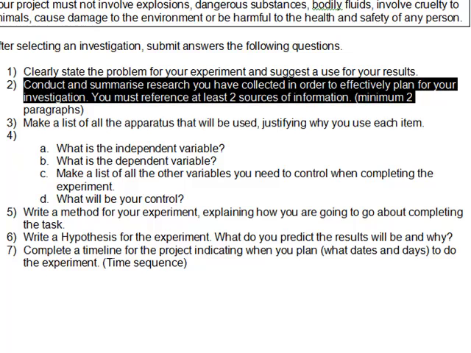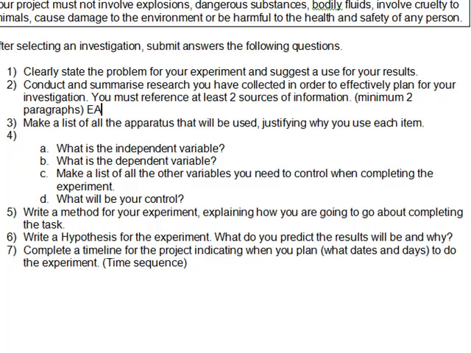Moving on to number 2, you're asked to conduct and summarise research you have collected in order to effectively plan for your investigation. There's 2 sources and a minimum of 2 paragraphs each on those sources. Okay, so it's very important that you write down the word each there as well.